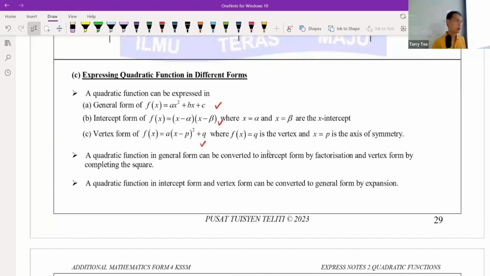General form is this: ax squared plus bx plus c. Intercept form is a(x minus alpha)(x minus beta). It actually tells us the x-intercepts. Another word for this is factor form; we also call it factor form. And vertex form is the one you get after you complete the square.